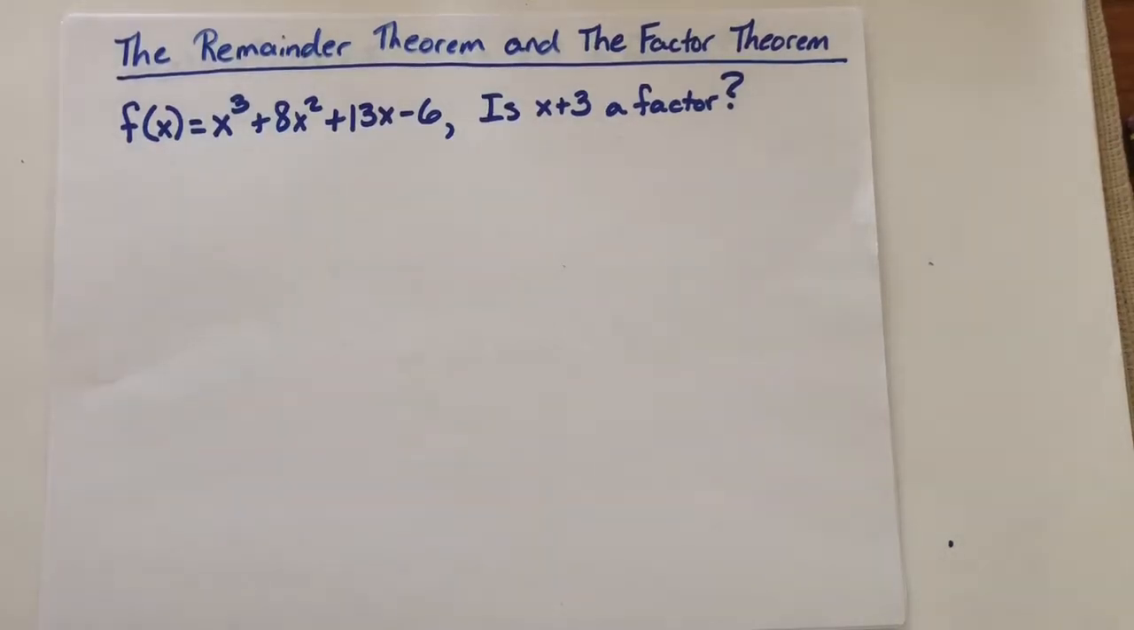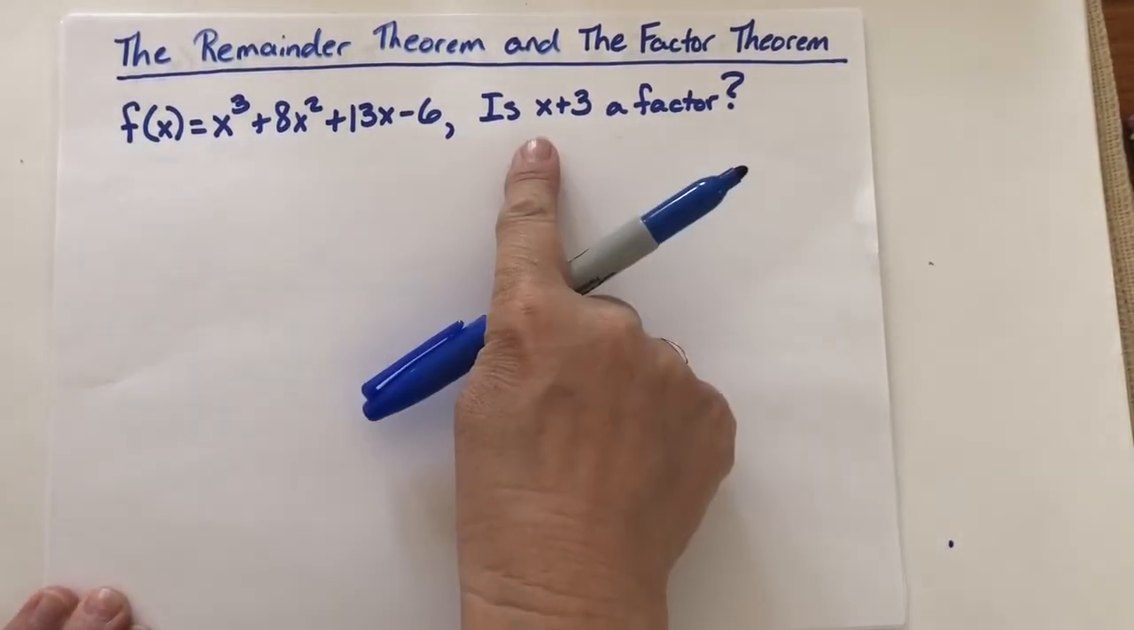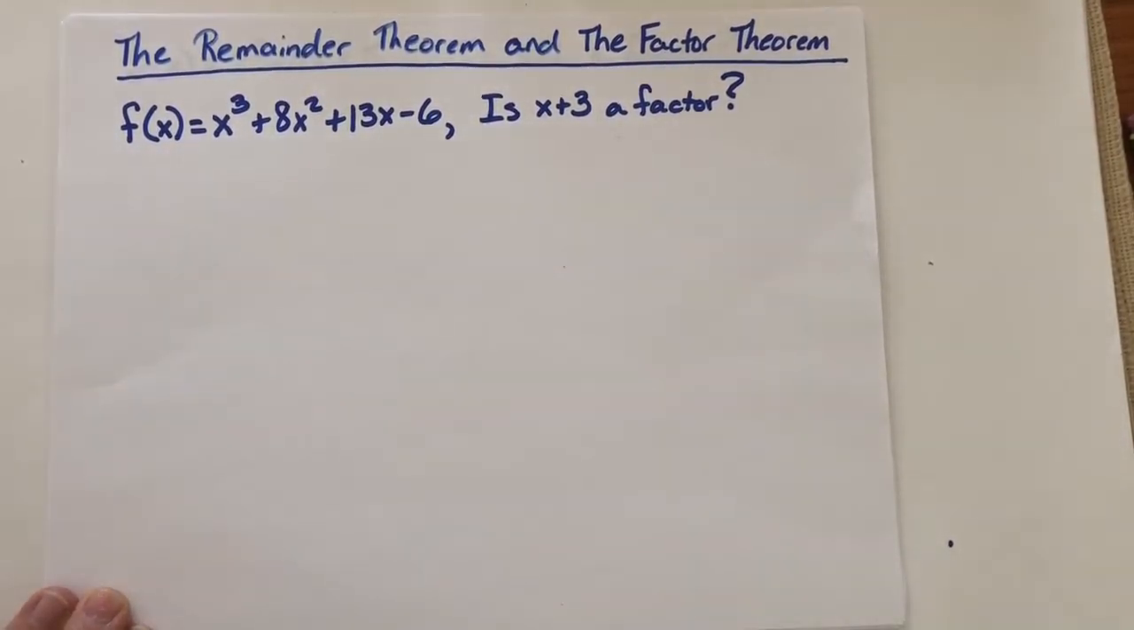We're going to use the remainder theorem and the factor theorem to help us determine zeros of polynomials and to determine what the factors of the polynomials are. So to get started, before I even tell you what the remainder theorem and the factor theorem are, we're going to answer this question. If we have this polynomial, is x plus 3 a factor? In other words, does x plus 3 go into that polynomial evenly?